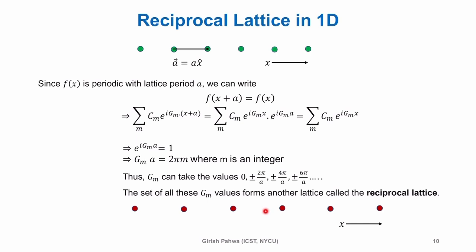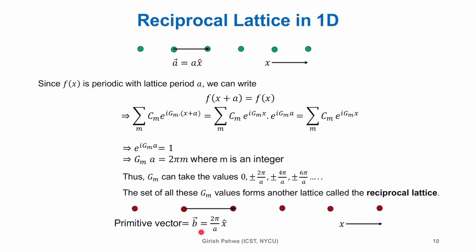So from the real lattice, I have created another lattice which has the same information, but it has a different primitive vector. What's the primitive vector? 2 pi by the magnitude of the original vector. Right? What was the lattice constant in the 1D lattice? A. In the reciprocal lattice, it will be 2 pi by a. Okay? So it's another lattice. You are representing the same information differently.